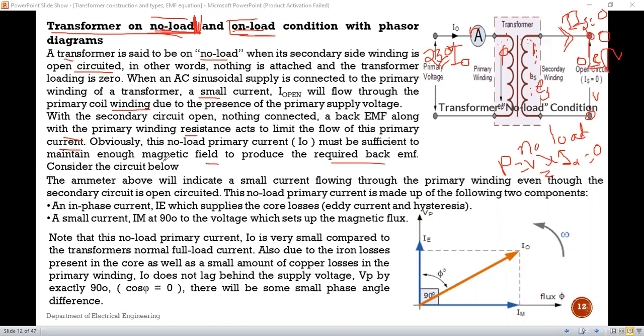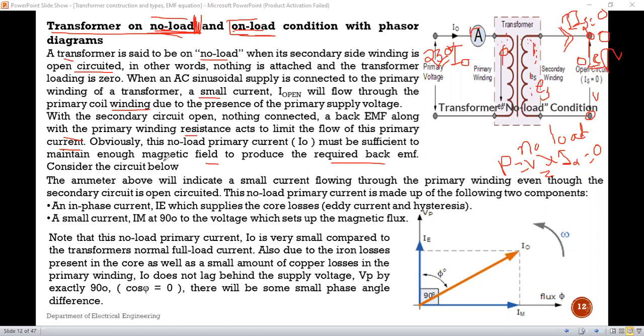So this current is required to overcome the losses. The no load condition losses are there, and only that amount of current that overcomes those losses can be taken by the machine from the supply. See, the ammeter above will indicate a small current flowing through the primary winding, even though the secondary circuit is open circuited.